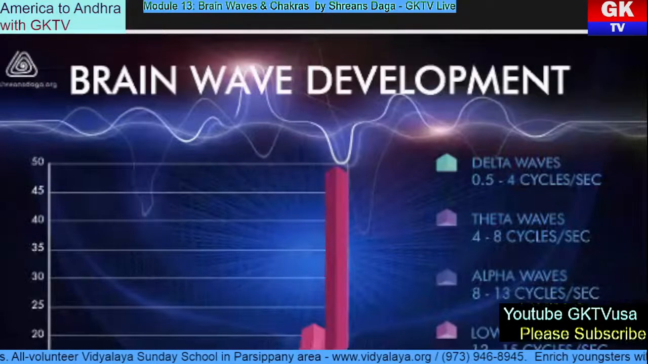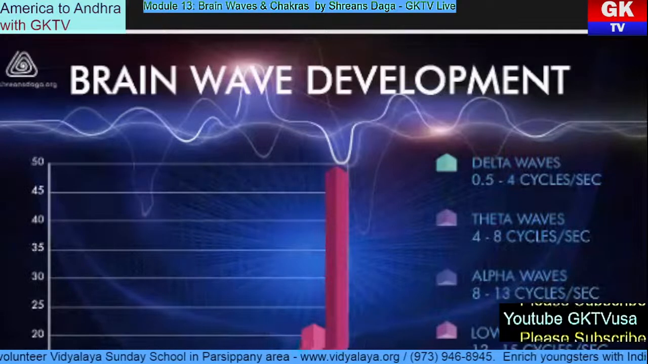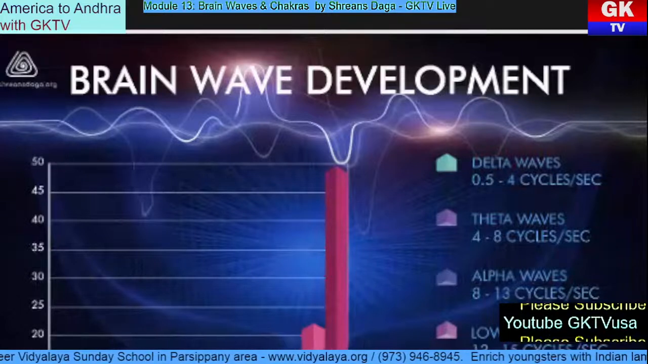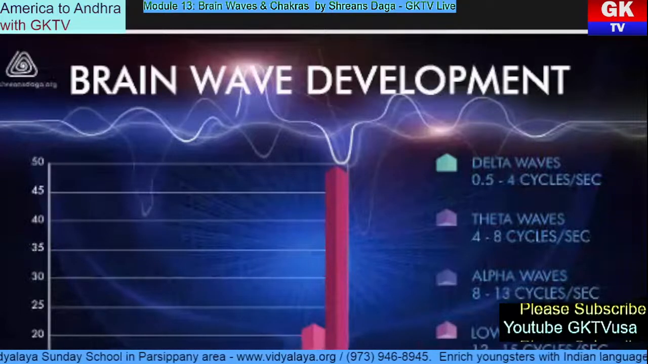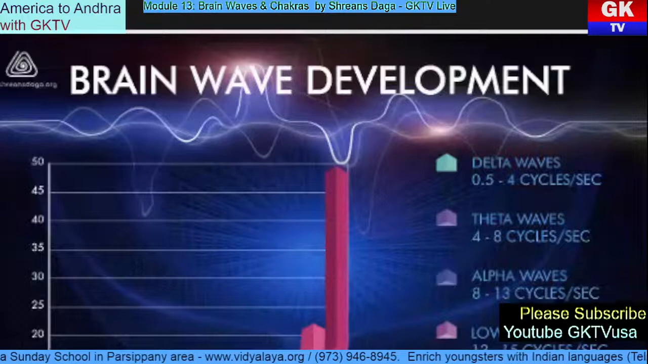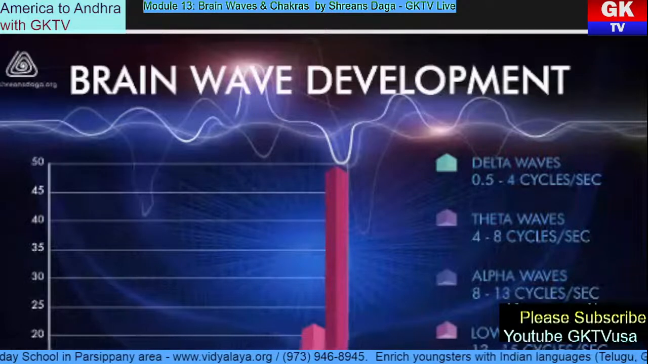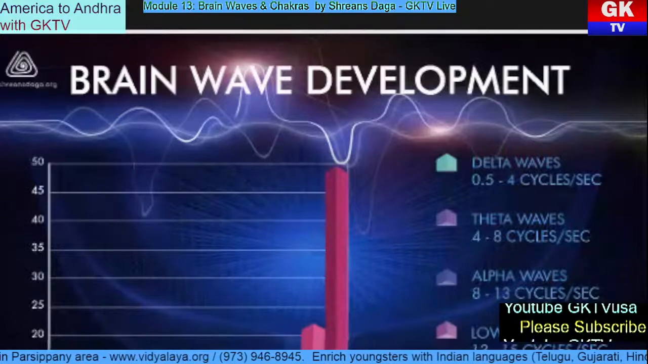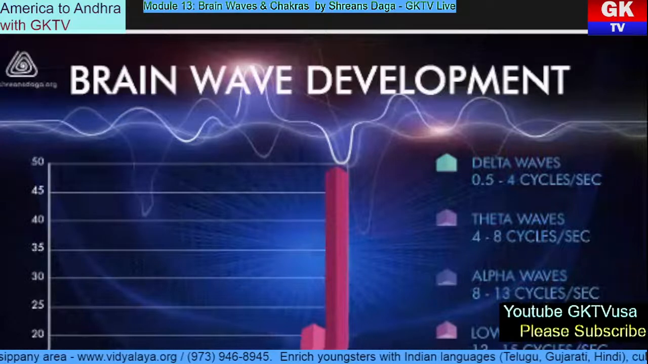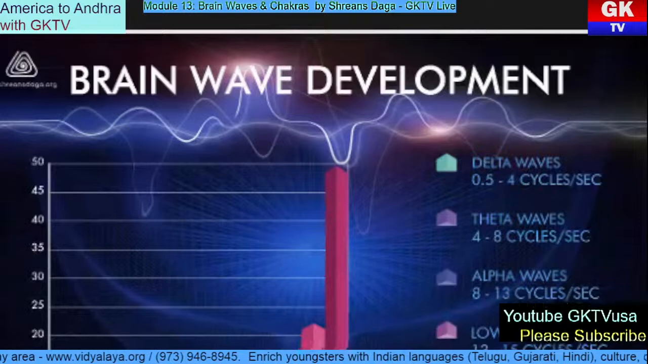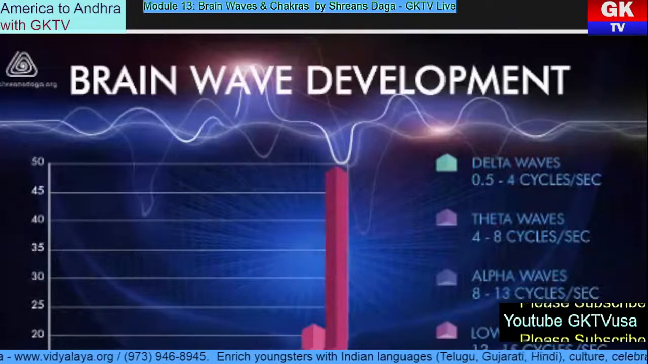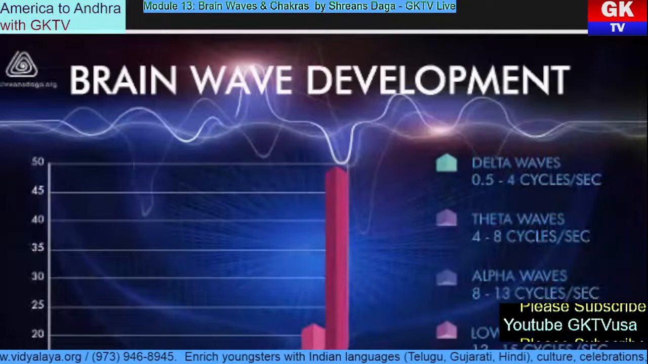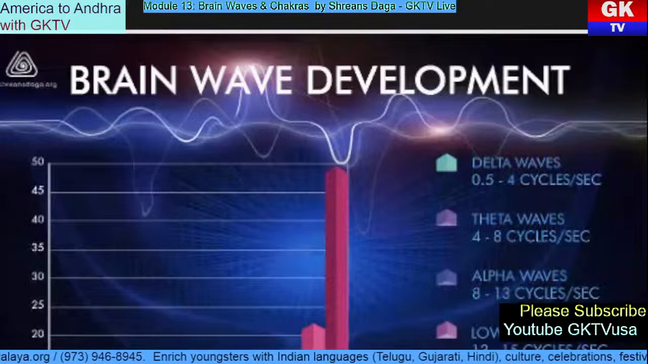So when you go beyond 12 years of age, that's when they start developing a proper analytical faculty. They are their own person. They start to experience what we call low beta, mid beta. If you see the cycles, low beta is about 13 to 15 cycles. Mid beta is about 16 to 22 cycles per second.